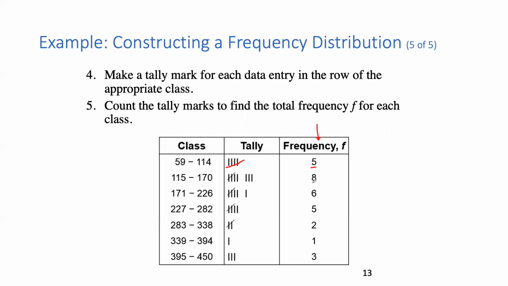and I can continue this process. I can do this counting. Just to make this easy, you can do these tally marks. So every time you find an entry which belongs in a class, you just put these vertical lines, and after you have 4, then you cross them out. So together this unit here is read as 5 plus 3, which is 8, right? So frequency here is 8. And for the third class, which is between 171 and 226, there's 6 different entries.